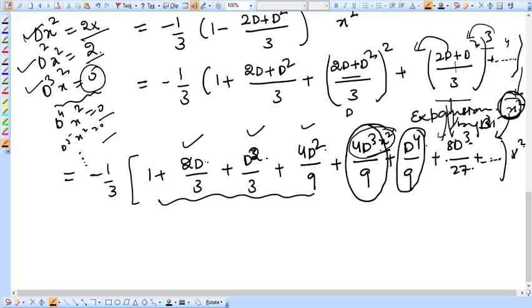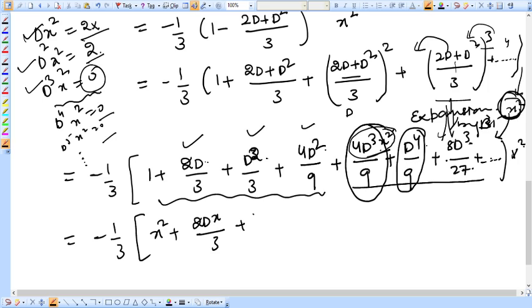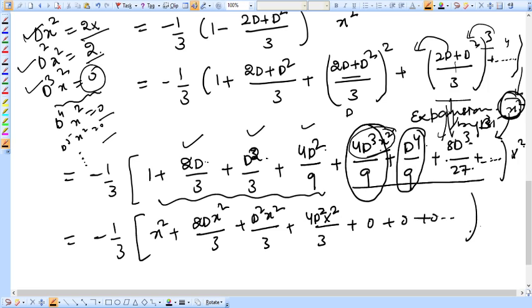So these are the only 3 terms which we are going to consider. Rest of the terms are 0. So we are only going to take it up to 4d square by 9. So it is equal to minus 1 over 3 x square plus 2d x 3 plus d square x square, it is x square, 3 plus 4d square x square 3 plus 0 0 0.